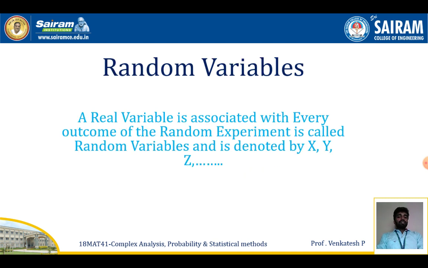So next is the actual concept, that is random variables. Random variables are nothing but a link between a real number and the outcome of the random experiment. Mathematically we can define it like this: a real variable associated with every outcome of a random experiment is called a random variable and is denoted by capital X, capital Y, capital Z and so on.